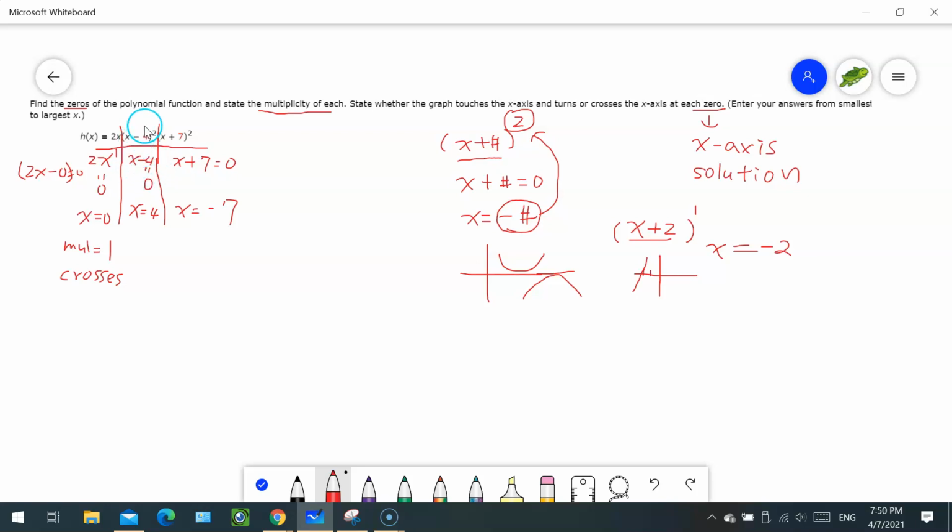The second piece is here, we have the multiplicity number is 2. So this tells us when the graph comes to x equals 4, it will touch the x-axis. The third piece is here, when x equals negative 7, again, it has the multiplicity number 2. It's an even number. So we know when that curve comes to x equals negative 7, it will touch the x-axis or bounce off the x-axis. So this is number 14 on your 4.2.